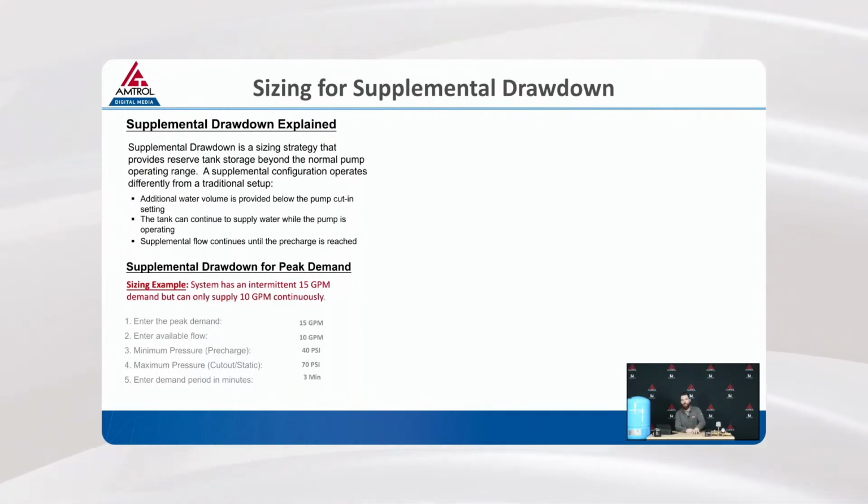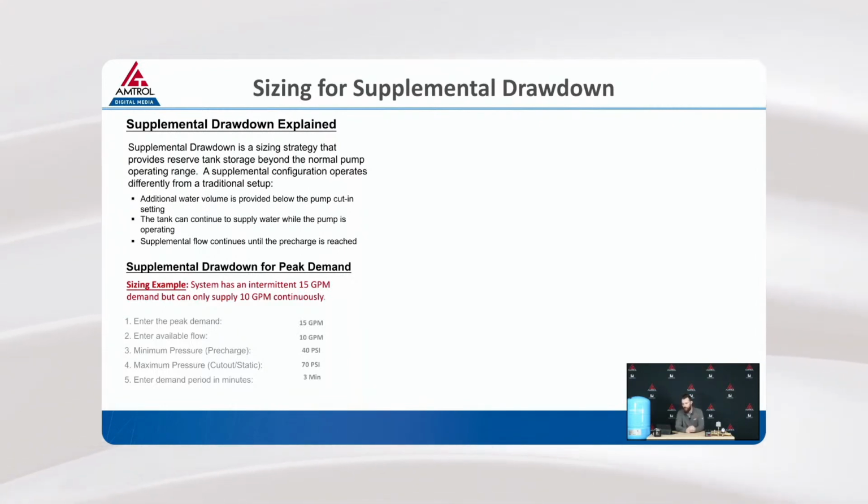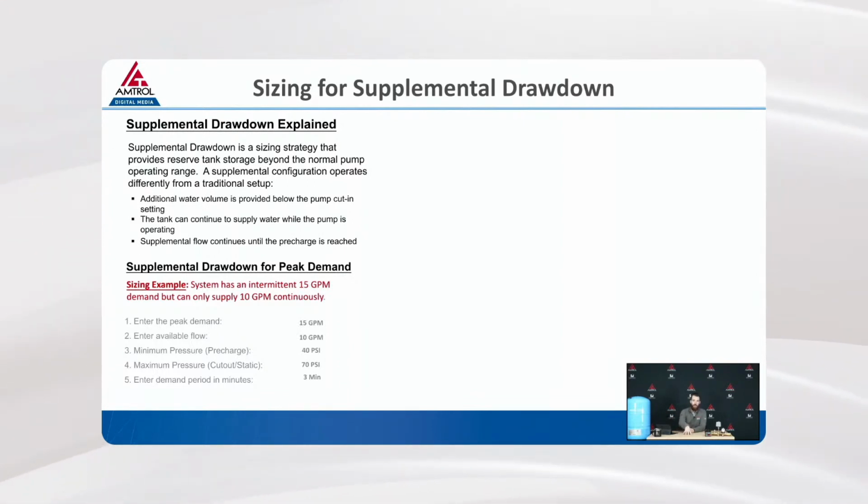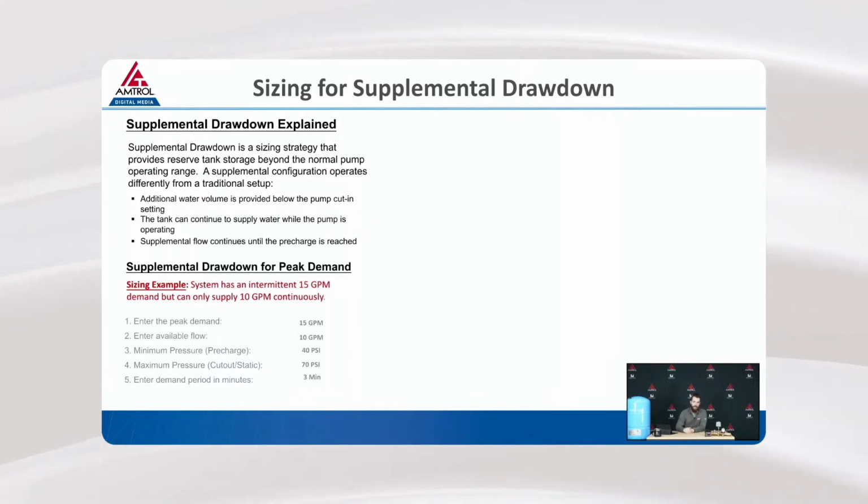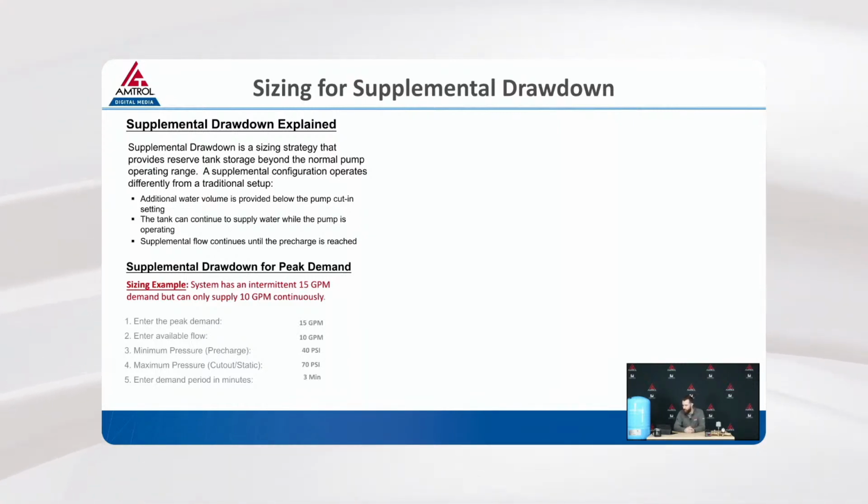And there's only 5 questions we need basically to ask, and I have them listed here. So we're going to need their peak demand, which in this case is 15 gallons per minute. We're going to need their available flow rate from whether it could be a well system, a city supply, whatever their supply is, in this case it's going to be 10 gallons per minute, and that's obviously where our gap's going to be.